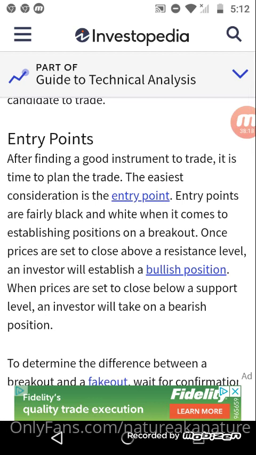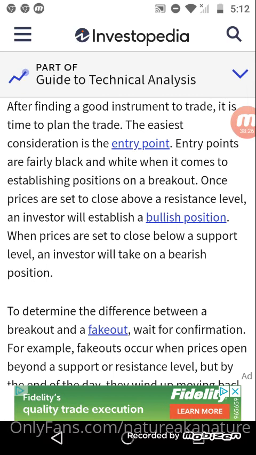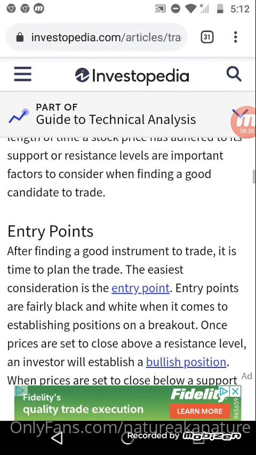So there are a few things I want y'all to know before I close this. Determine the difference between a breakout and a fake out. A breakout and a fake out. So wait for confirmation. For example, a fake out occurs when price opens beyond a support and resistance level, so it breaks out beyond a support and resistance level.